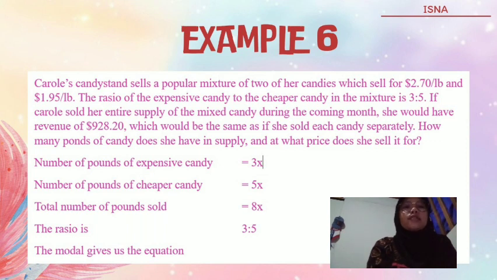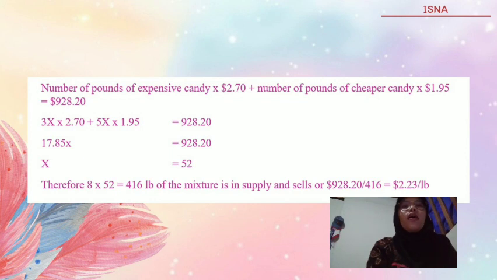Number of pounds of expensive candy is 3x. Number of pounds of cheaper candy is 5x. Total number of pounds sold is 8x. The ratio is 3:5. The model gives us the equation: number of pounds of expensive candy times $2.70 plus number of pounds of cheaper candy times $1.95 equals $928.20.